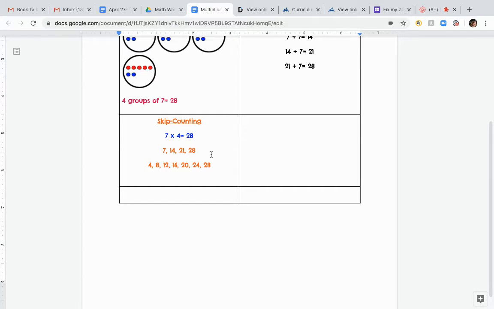Well, maybe you're not feeling as strongly about counting by sevens. You might be better at counting by 4s. You can do that too, but just remember that if you count by 4s, you need to do it 7 times. So in this case, it would be 4, 8, 12, 16, 20, 24, and 28. And I counted by 4 7 times, so I know 28 is my answer.